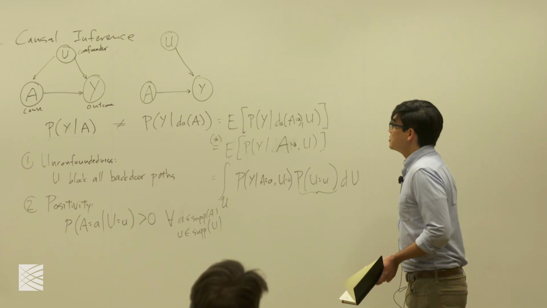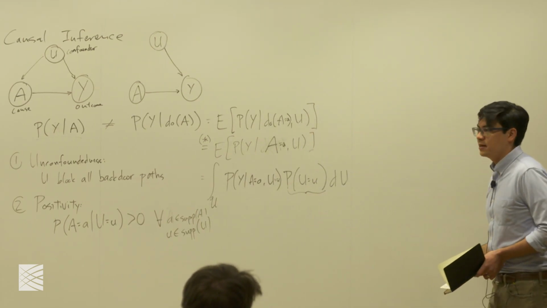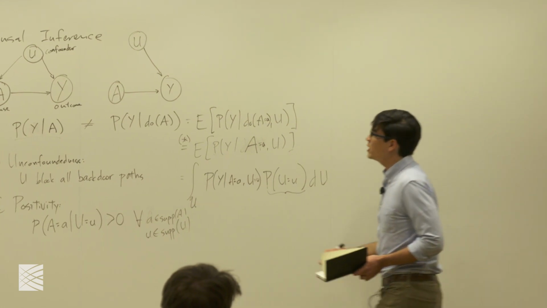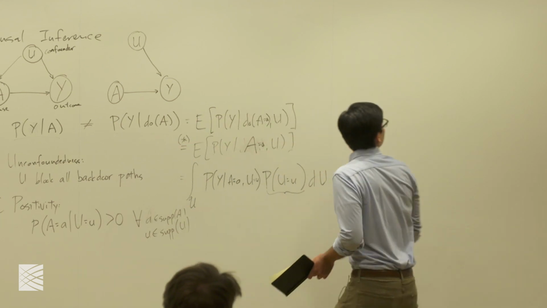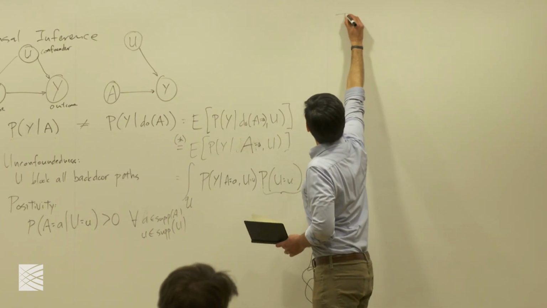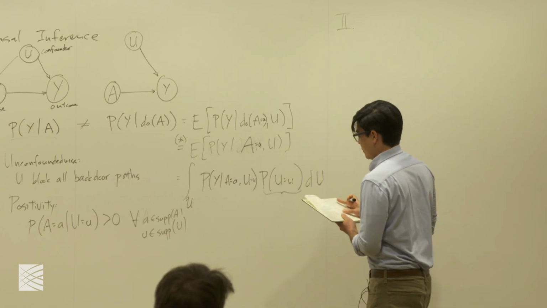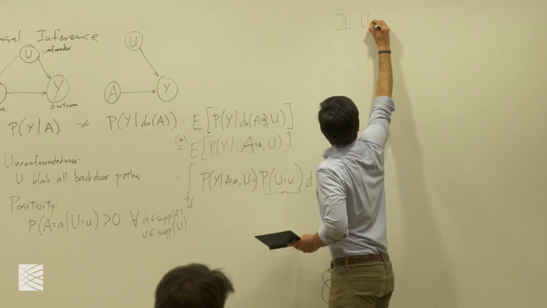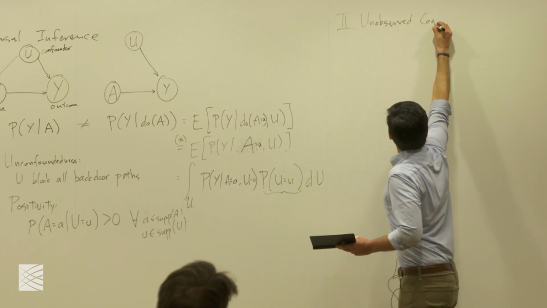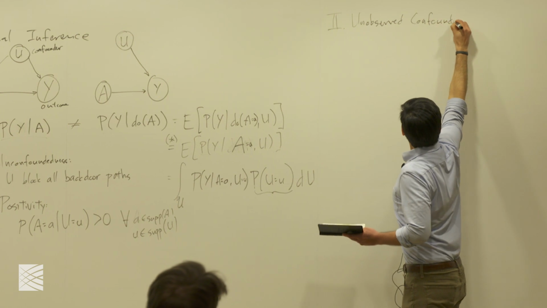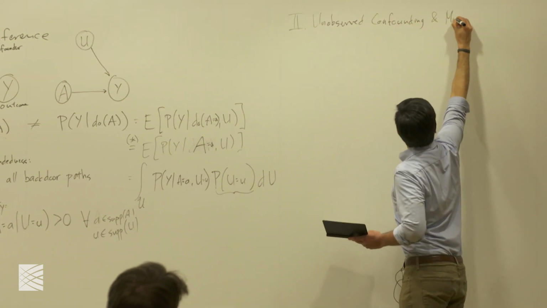OK, and so this is where the new conversation about multi-cause causal inference comes in. The question is, what can we do if we don't actually observe this confounder? All right, so let's move on here to unobserved confounding and multiple causes.